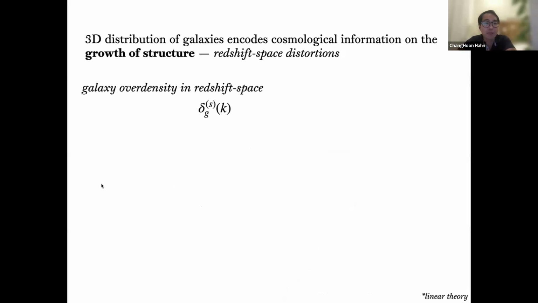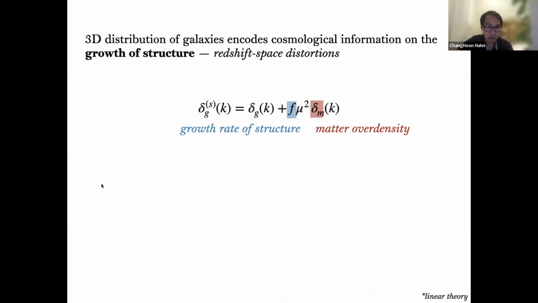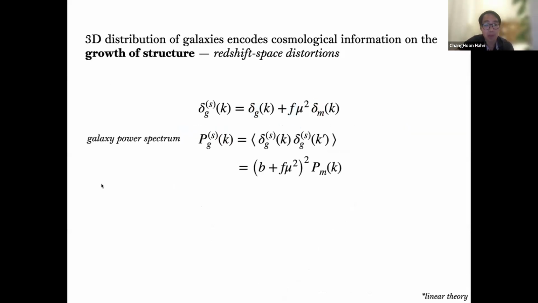So we can write down the overdensity of galaxies in redshift space in terms of the overdensity of galaxies in real space, plus this term that depends on the growth rate of structure and the matter overdensity. And in practice, we use summary statistics of this overdensity, such as the galaxy power spectrum, and we're able to measure the growth of structure that way.